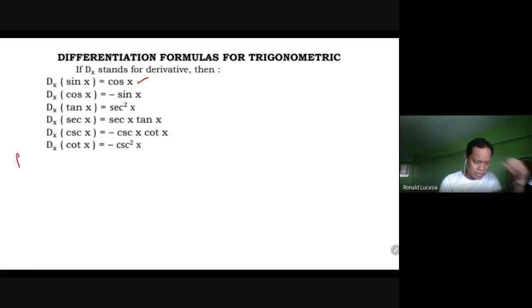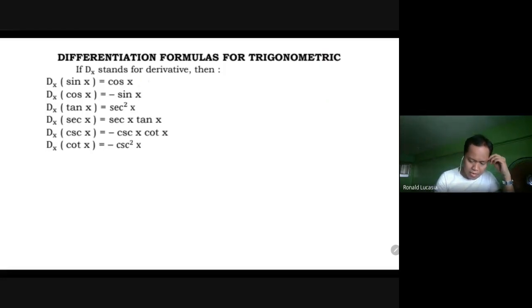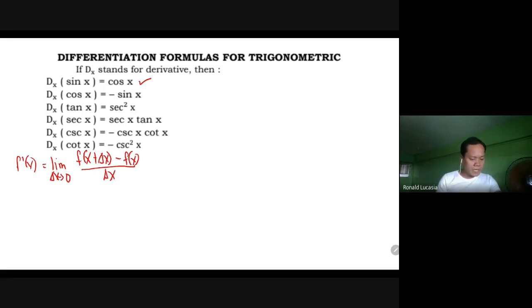So we will start with f prime of x. That's f of x. This is the only one we will derive. So f prime of x is equal to the limit of f of x plus delta x minus f of x over delta x as delta x approaches 0. So we will be deriving here the derivative of sine x. We will show that it is equal to cosine x. Okay?